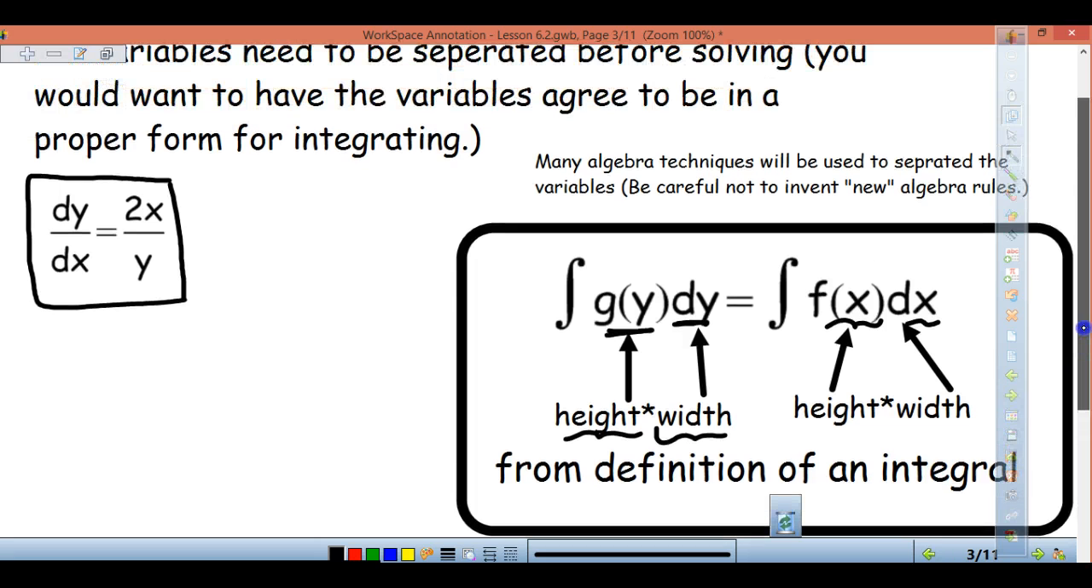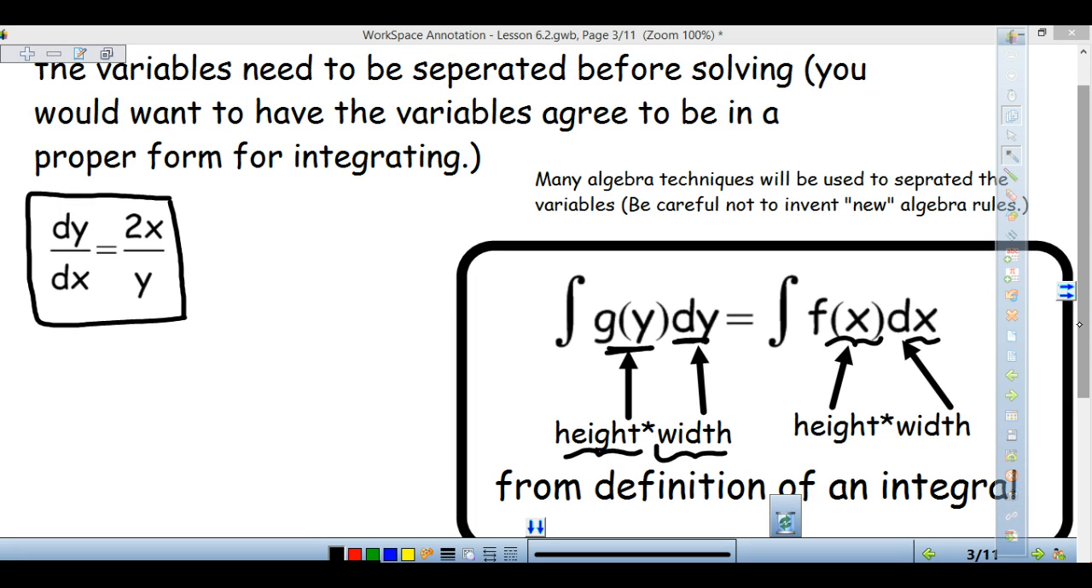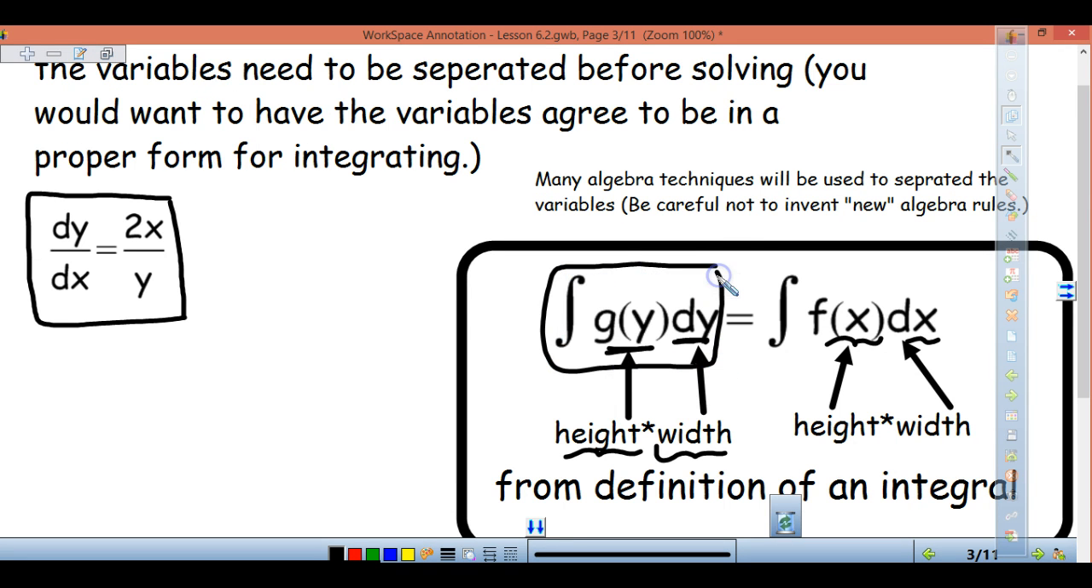So keeping that in mind, you are going to be using a variety of algebra techniques that you've picked up throughout your high school career. Just be careful not to invent new ones. I know that maybe sounds kind of silly, but make sure that you're following rules and that you're keeping the integrals in this form before you take the antiderivative.